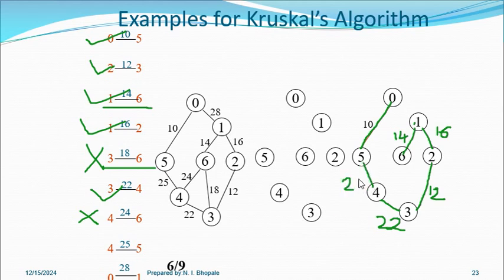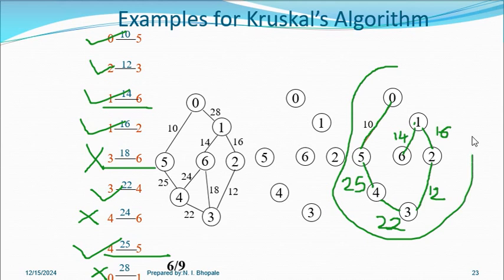So this can also be included. Then 0 to 1, when we insert it, it will form a cycle, so this will be neglected. So this is how we get the spanning tree, which consists of all the vertices without any cycle.